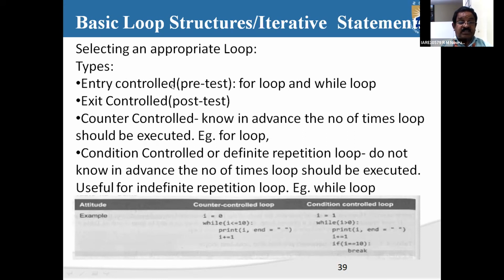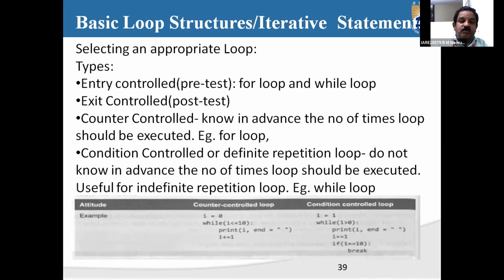So what is meant by the first one, the entry controlled loop? That's also called pre-testing. Here the condition is checked first. If the condition is satisfied, then only it will enter into the loop, and the set of statements mentioned are executed. If the condition is not satisfied, then it will not enter into the loop at all. It will come out of that particular loop, and whatever statements follow that loop are going to be executed. Such control statements are known as entry controlled or pre-test controlled.